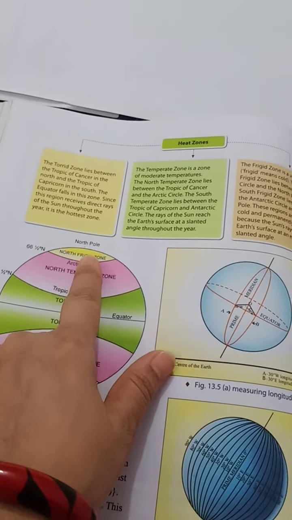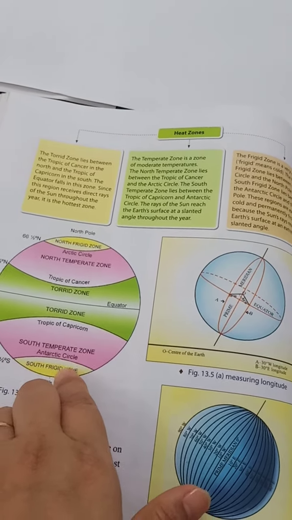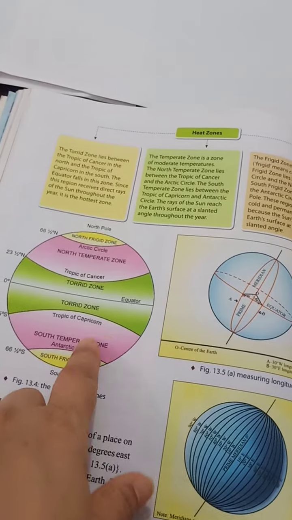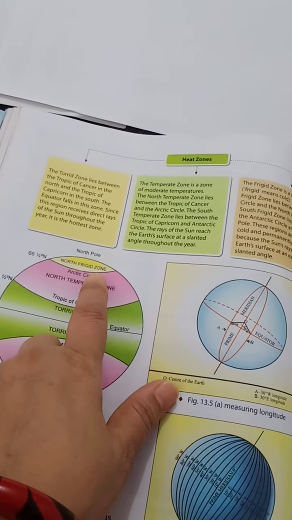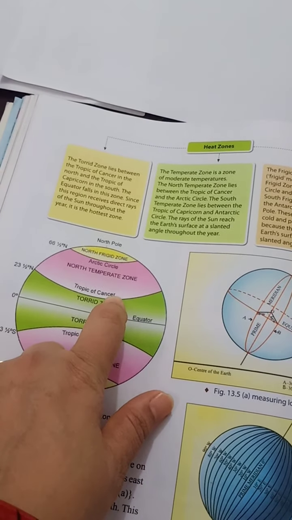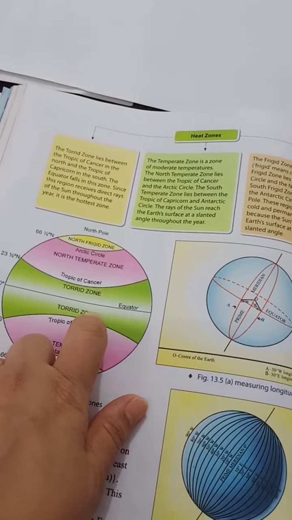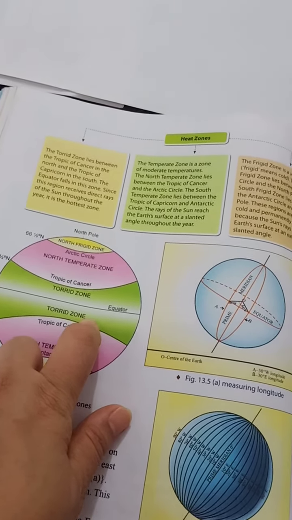So here everything is frozen. Frigid means frozen. As you can see, it is a frozen area. We all know that near the poles is the frozen area. And from here to here, it will have a moderate climate, not very hot, not very cold. But here, in this green part, the temperature is very hot.